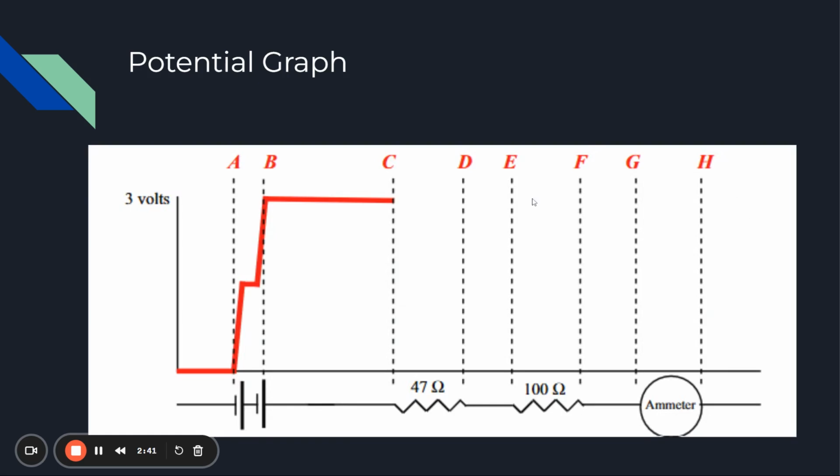So we can see right here the potential graph that resulted from this. It starts at 0, goes up, and then after C, through these resistances, it slowly drops until at the end it reaches 0 again, completing the round trip theorem.